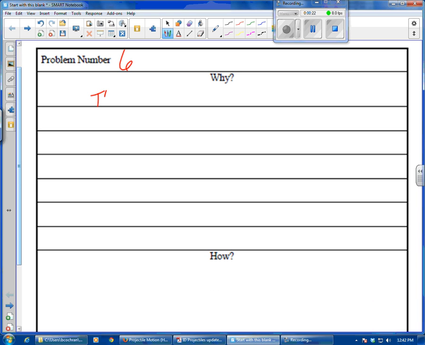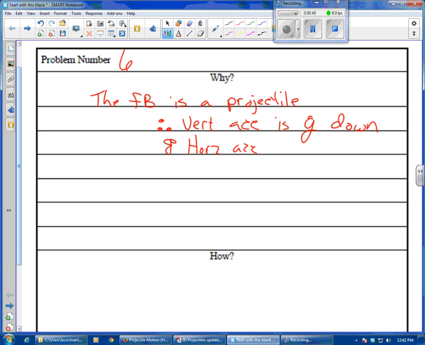And, let's see. The football is a projectile. Right. So, therefore, vertical acceleration, because it's in free fall, is little g down, and horizontal acceleration is 0, right?